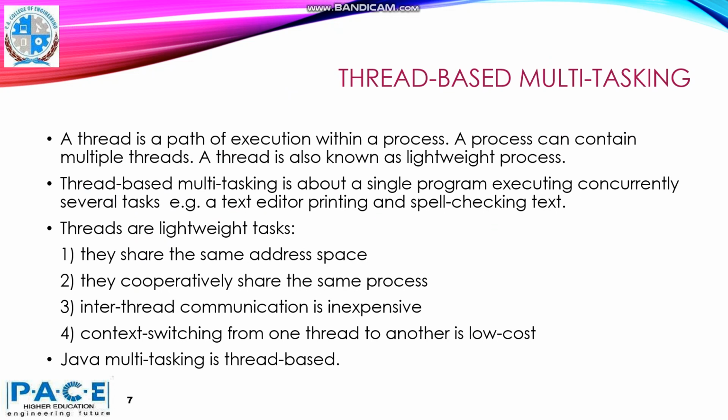Then what is thread-based multitasking? A thread is a path of execution within a process. A process can contain multiple threads. A thread is also known as a lightweight process. Thread-based multitasking is about a single program executing concurrently several tasks. Example, a text editor, printing and spell checking the text simultaneously.